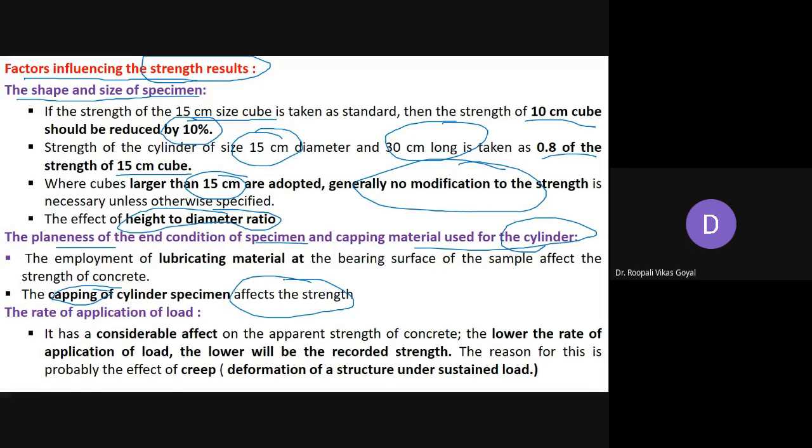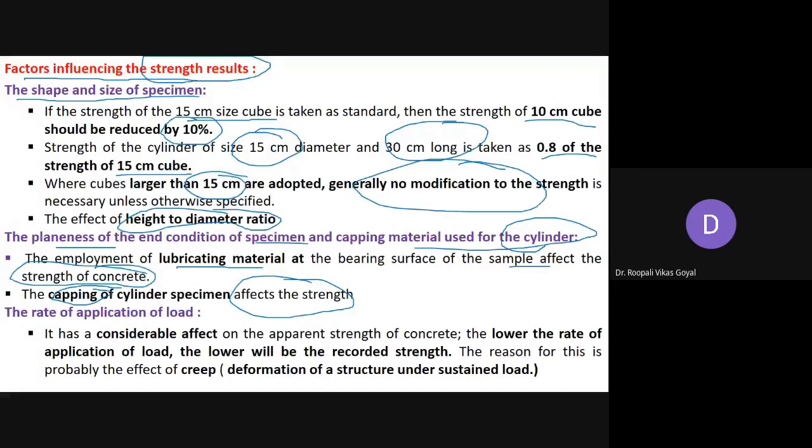Also, if at any time you are employing some lubricating material at the bearing surface of the sample, then it will also affect the strength of concrete. So this plainness condition and the condition of the specimen are very important things, and that should be properly checked before loading your specimen.